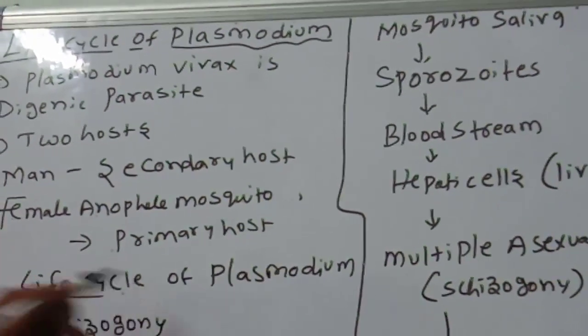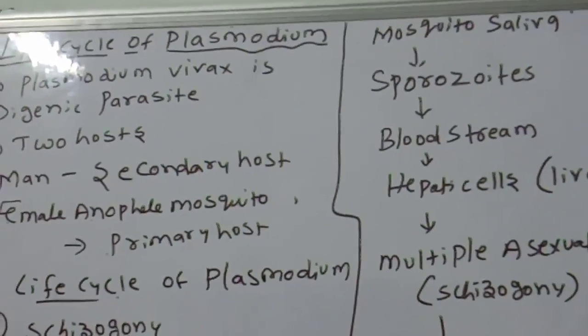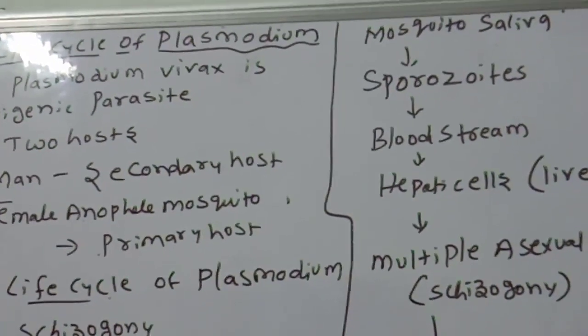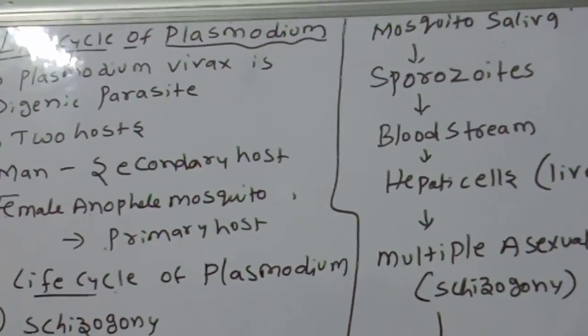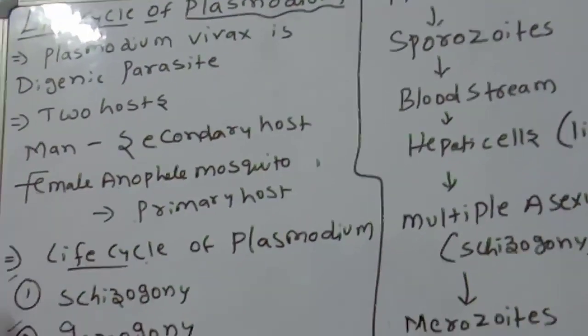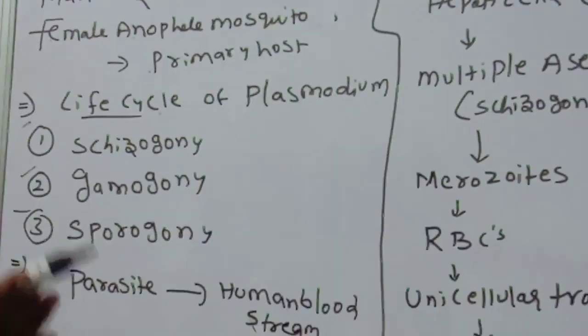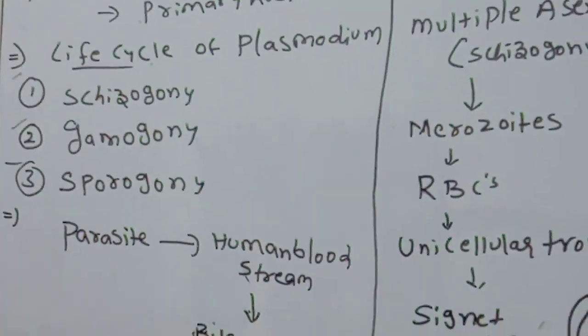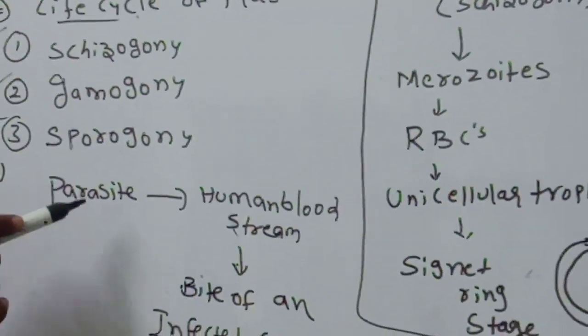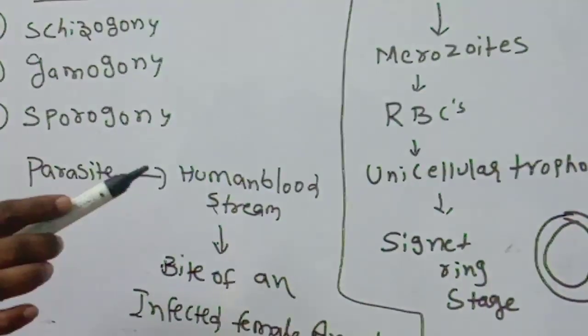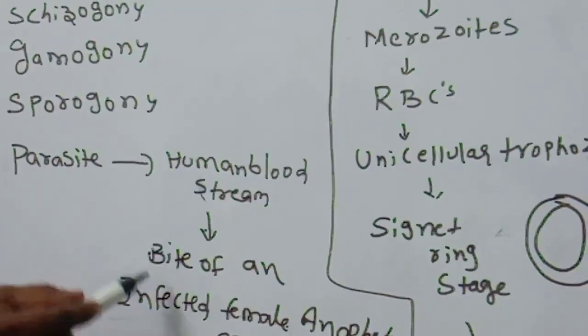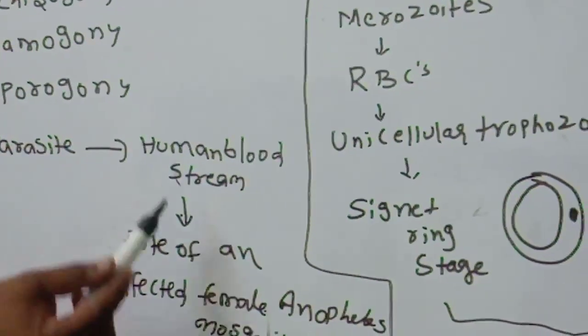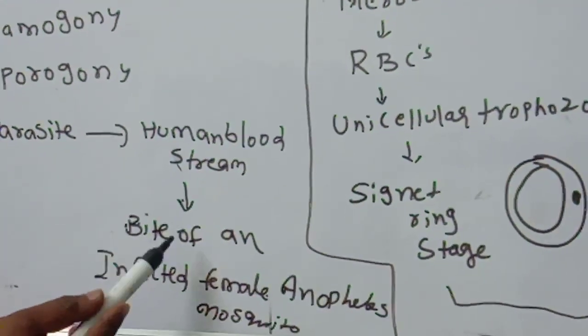The life cycle of Plasmodium contains three stages. What are those? Zygogony, gamogony, sporogony. First we are going to discuss zygogony, then step by step we will go on. First, the parasite is there in the human bloodstream. Then when a mosquito bites that bloodstream, what will happen?